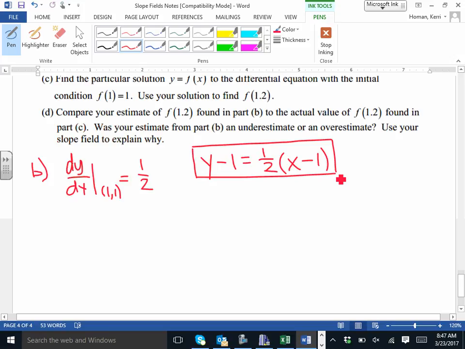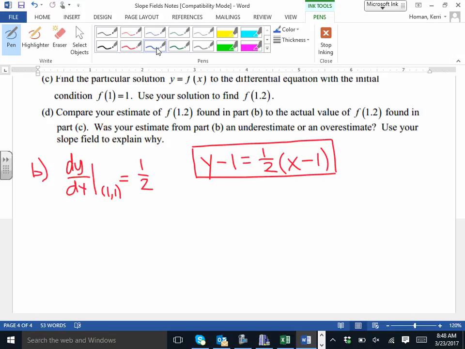Okay. Now, if we want to approximate the y value of 1.2, what are we going to do with that? How do we approximate the value of x is 1.2? I just gave it to you. What do we do with 1.2? Thank you. We plug it in for x.